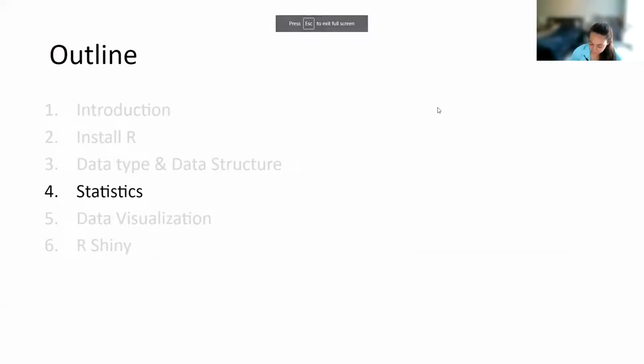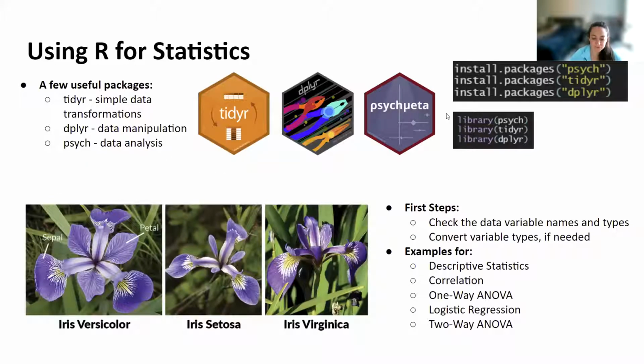Okay, so next I will introduce the topic of using R for statistical analyses. There are many useful R packages for statistical analysis. A few commonly used packages include tidyr, which is used for simple data transformations, dplyr, which is used for data manipulation, and the psych package, which is used for data analysis. If you've never installed these packages before, they can be installed using this sample code on the right.